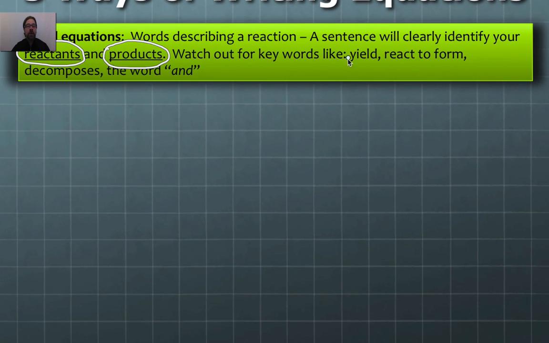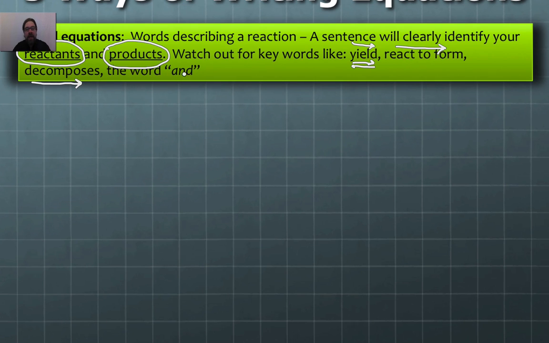Words like yield. When you see the word yield, it means two reactants have come together to form something, and what you're going to see is an arrow. Sometimes you'll even see a double arrow, which means that the reaction goes in both directions. More on that later. We also see react to form, which is another way of just representing producing products, and it's the same thing as yield. We're just going to use an arrow for that. Decomposes is yet another one, but in this case, a big substance is going to break into smaller substances. However, in the equation, we're still going to use an arrow to represent it.